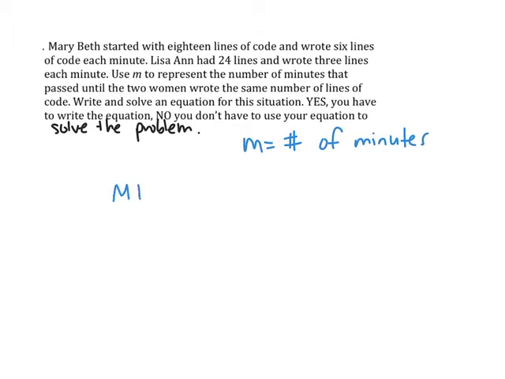For Mary Beth, we'll put her on the left-hand side, and for Lisa Ann, we'll put her on the right-hand side. Mary Beth had 18 lines of code, and she wrote 6 each minute. So the number of lines of code she can write in M minutes is found by multiplying 6 times M. For Lisa Ann, she started off with 24. She wrote 3 lines each minute. So the number of lines of code she can write in M minutes is found by writing 3 times M for Lisa Ann.